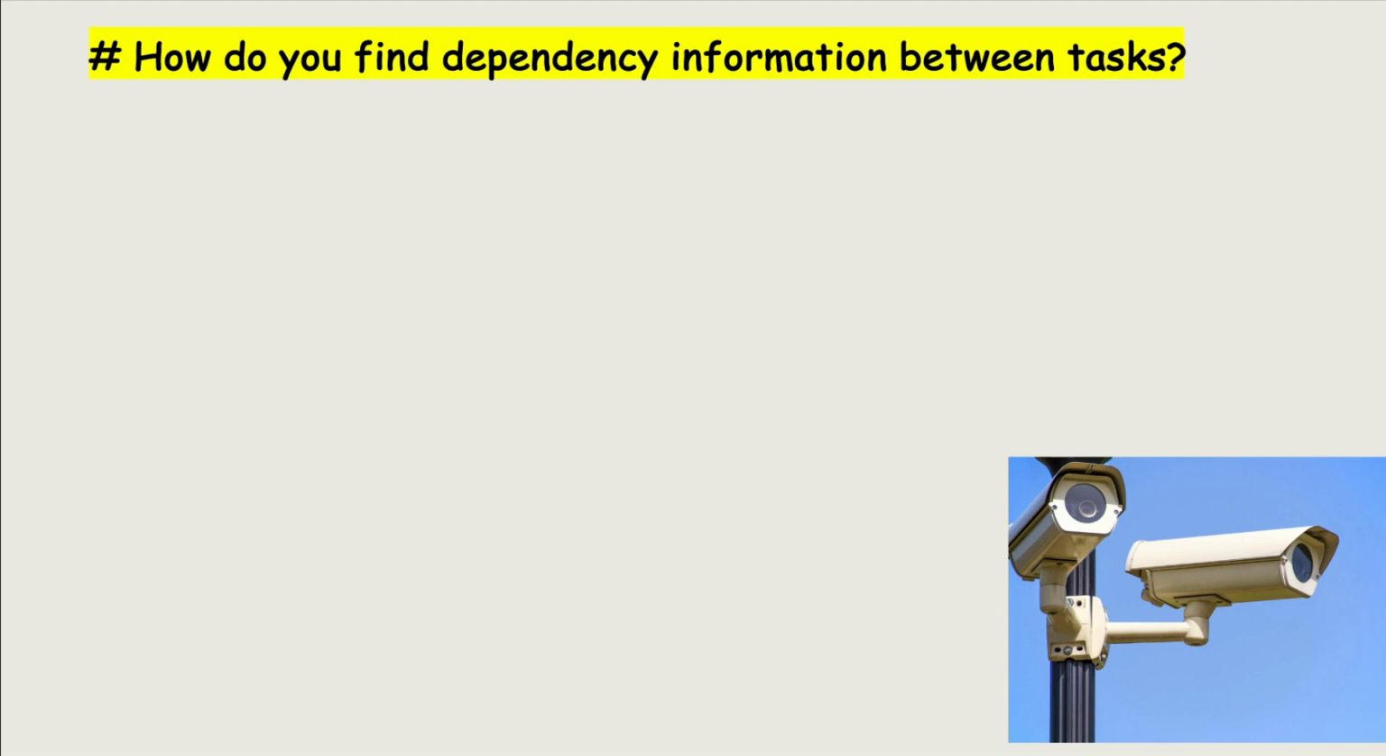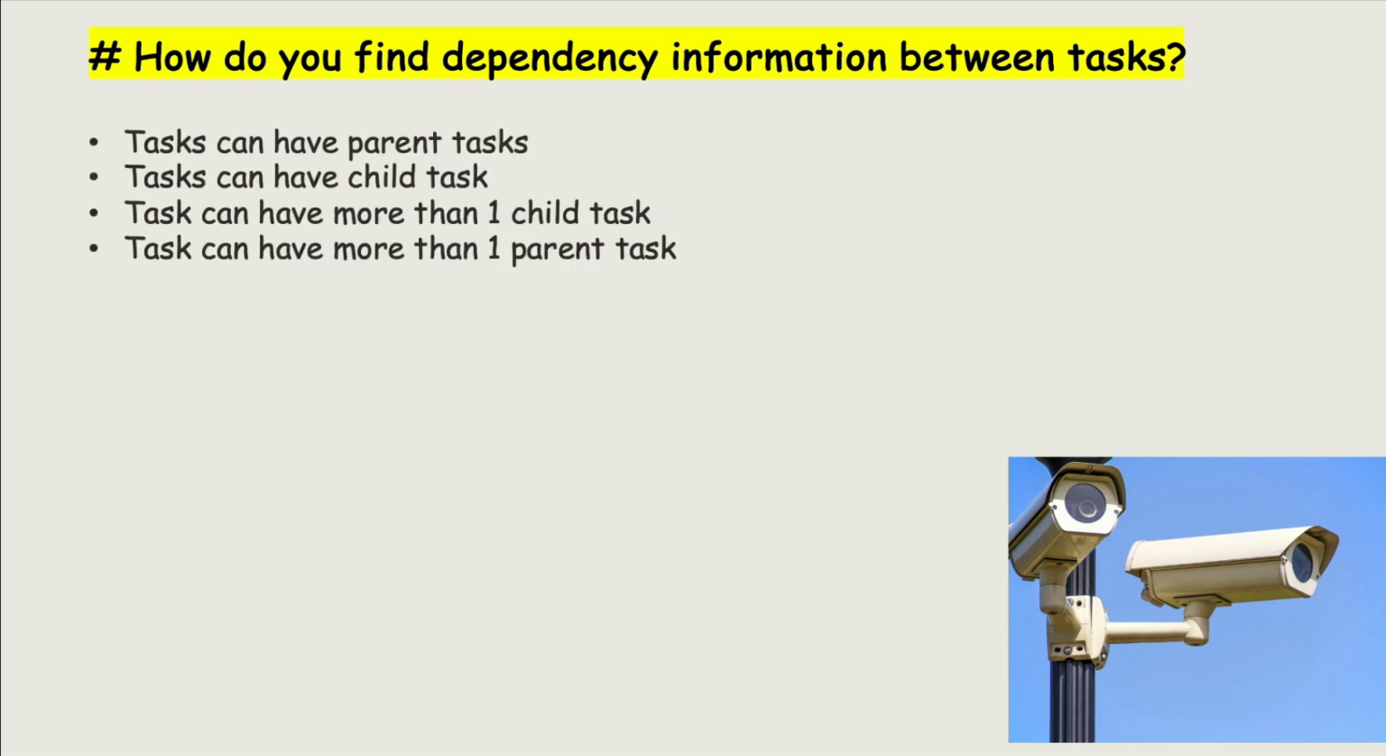How do you find dependency information between tasks? Let me tell you something that you already know. Tasks can have parent tasks. They can also have child tasks. A task can have more than one child task, and a task can have more than one parent task.